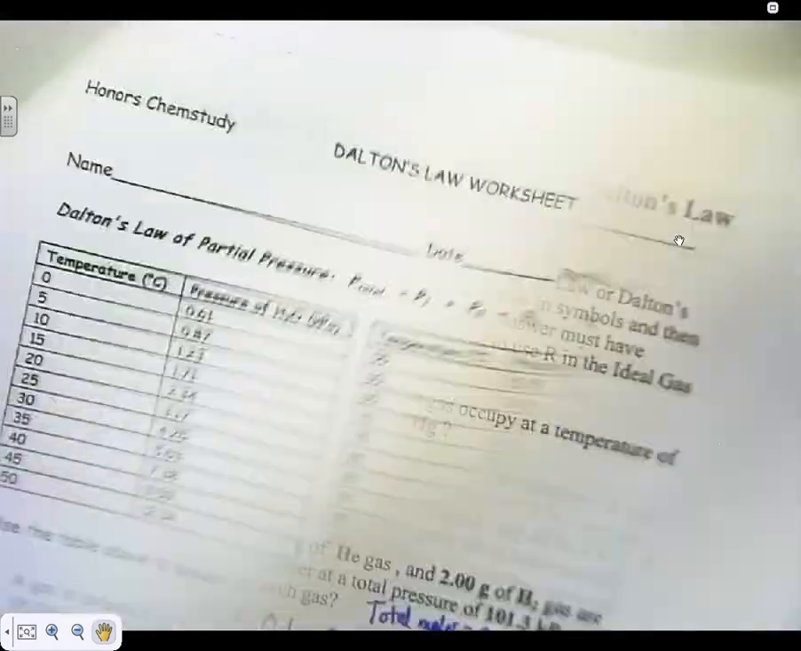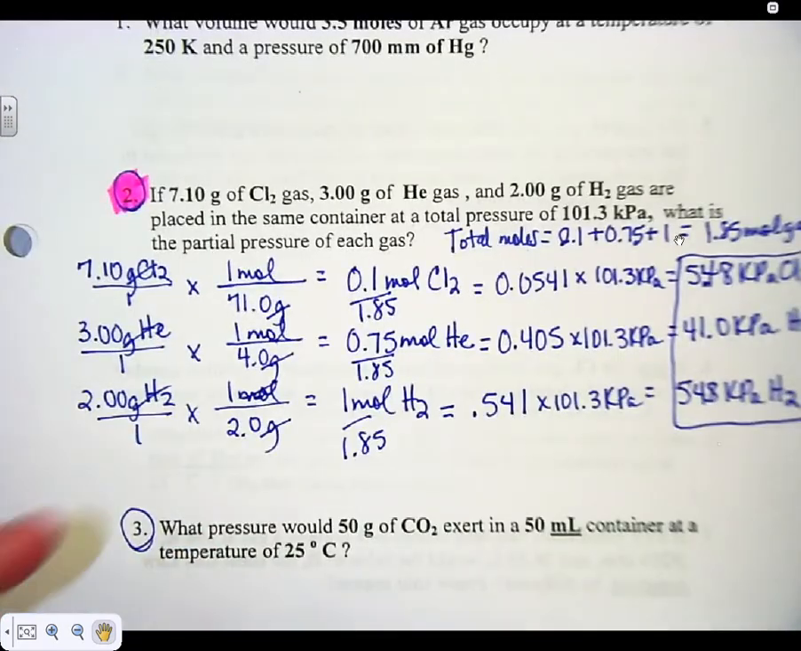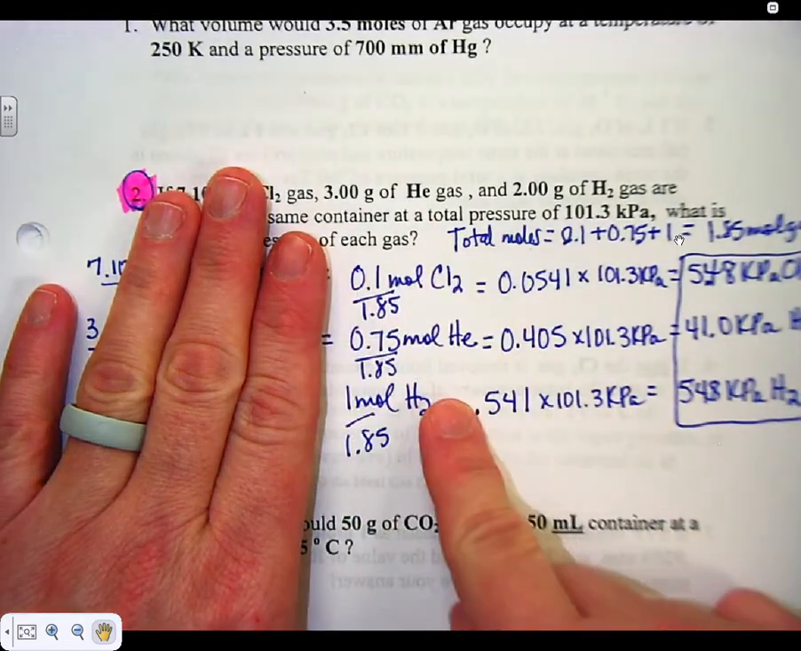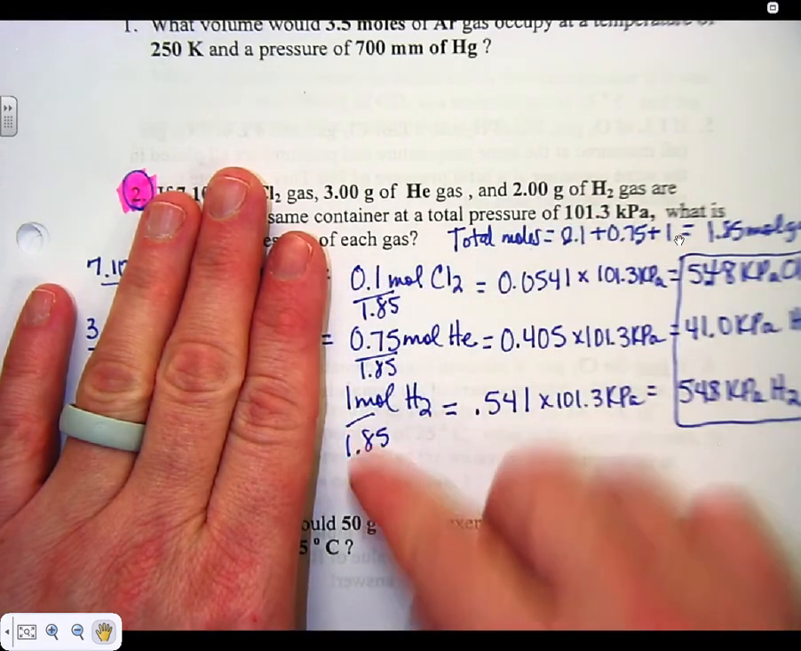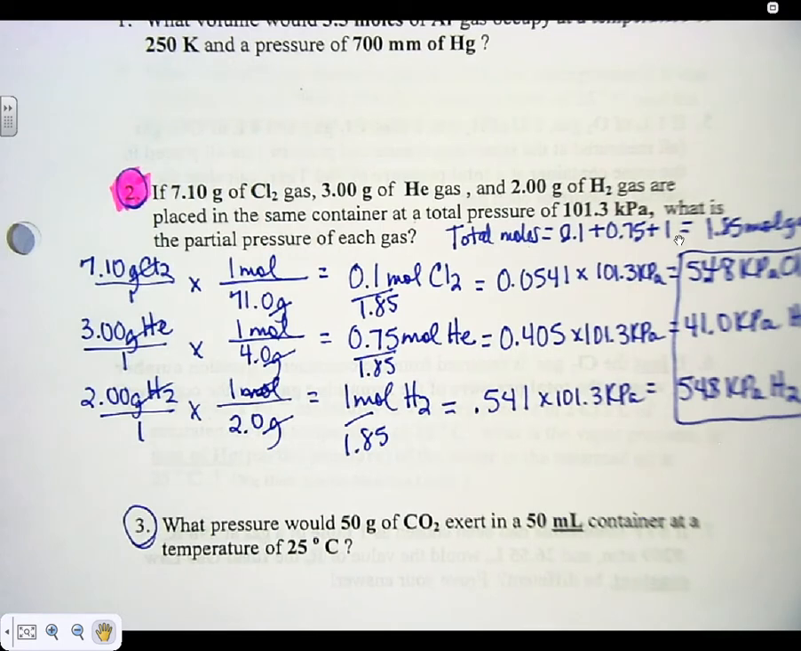If you were given the number of moles, which I think I have a sample problem that I'll give you to do that gives you the number of moles, then you're basically starting right here. You already are given the number of moles. You would add to get your total number of moles, take each number, divide by the total, get your percentage as a decimal, and then multiply times the total pressure. So I'm going to give you a few more example problems to do.